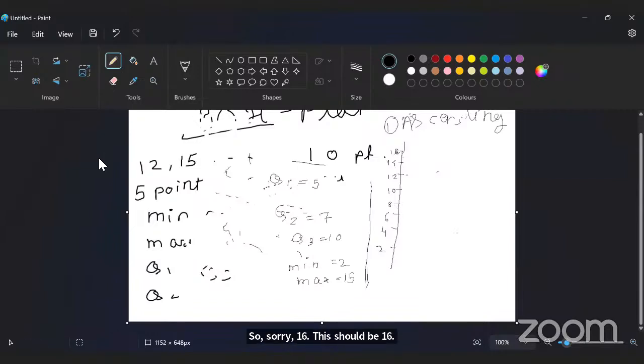For the box plot, we need these 5 values. Yes, someone has raised a hand.